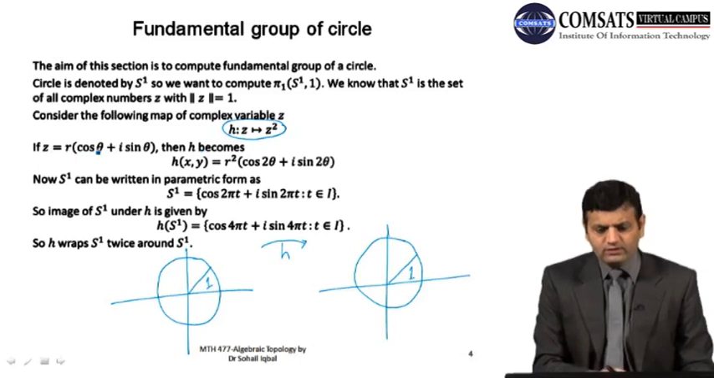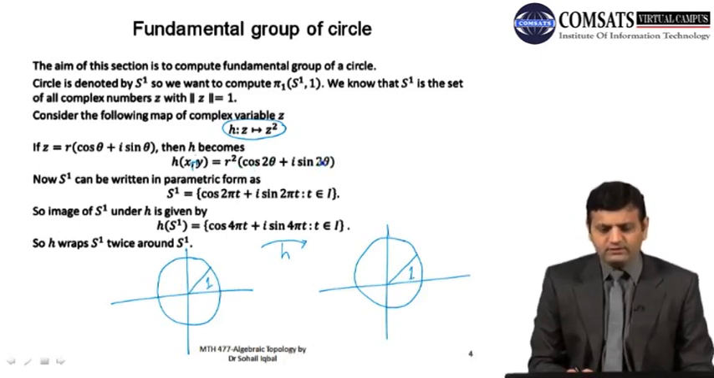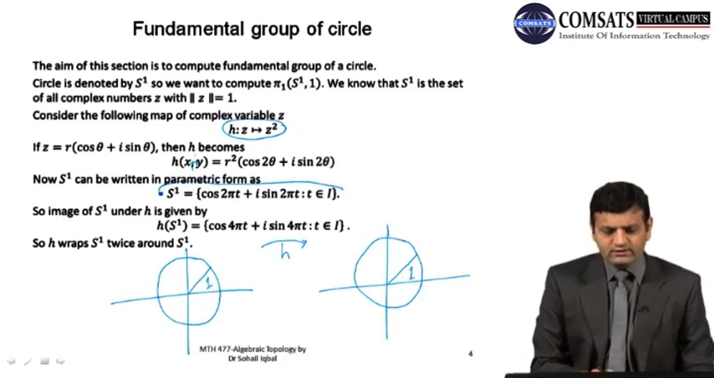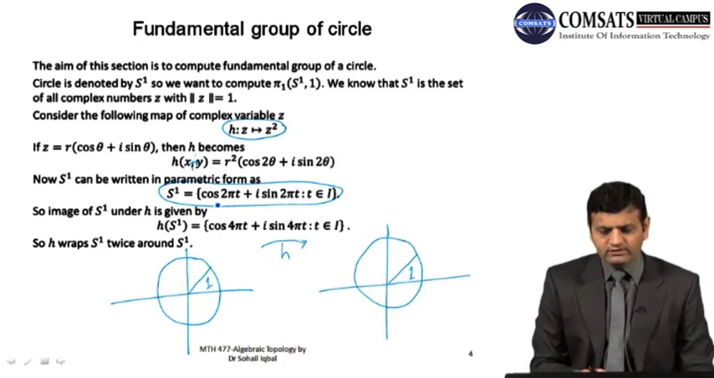If z is equal to r cosine theta plus iota sine theta, then H of this z, or x plus iota y, is equal to r square cosine 2 theta plus iota sine 2 theta. But if we restrict our attention to only the unit circle, then what will happen? We know the unit circle in parametric form can be written as cosine 2 pi t plus iota sine 2 pi t, where t varies over I, the closed interval 0 to 1.